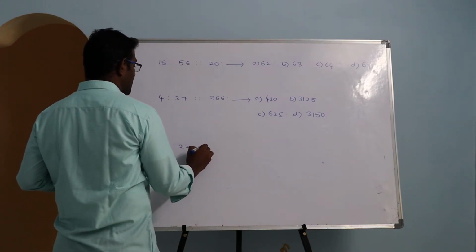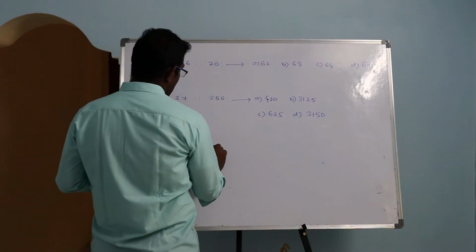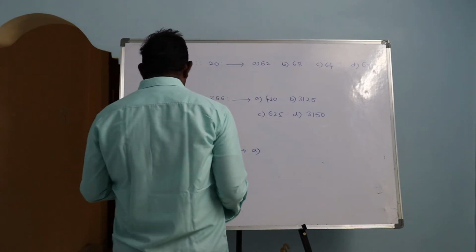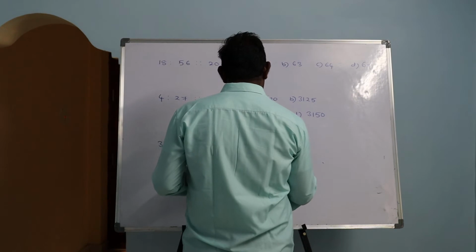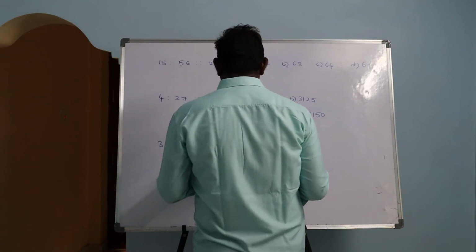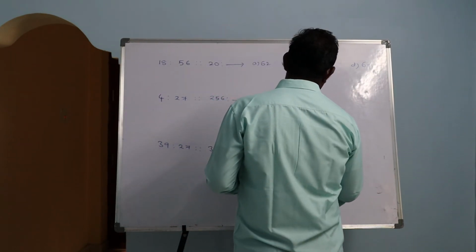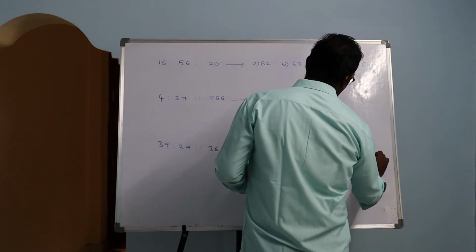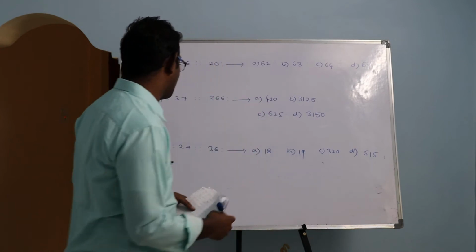39 is 27 as 36 is dash. Option A 18, option B 19, option C 320, option D none 515.